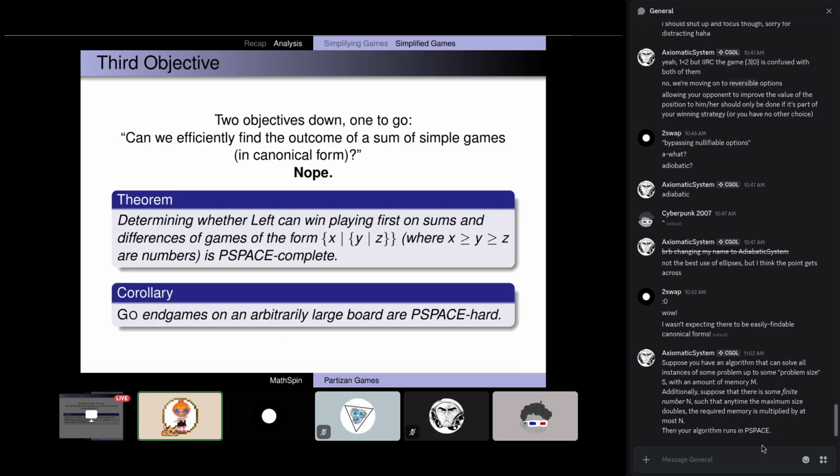It looks like in the chat there's an explanation of p-space complete or p-space hard. Suppose you have an algorithm that can solve all instances of some problem up to some problem size S with an amount of memory M. And suppose that there's some finite number n, such that anytime the maximum size doubles, the required memory is multiplied by at most n. Then your algorithm runs in p-space.